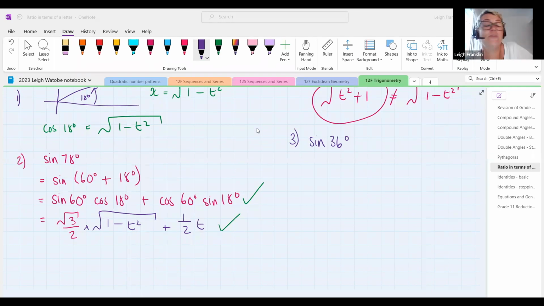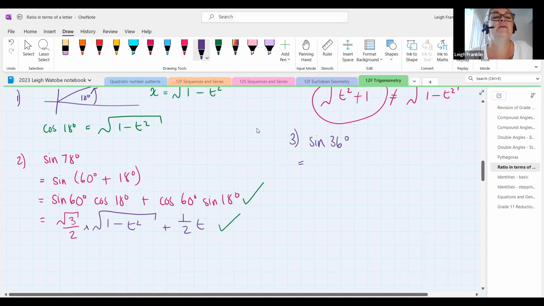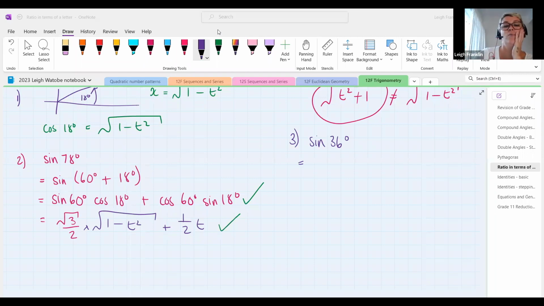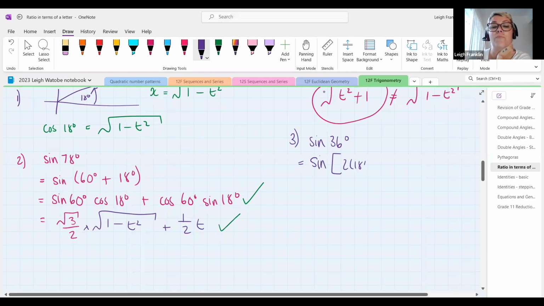Cool. All right. So sine 36, does anybody want to tell me what we would write here? Just so it's not my voice all the time. Yes, Naledi, go for it. What would you write here, Naledi? Hi, ma'am. I wrote sine 2, open bracket, 18, and my answer was 2t.